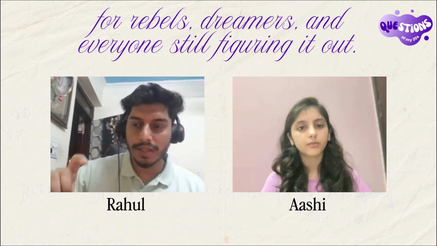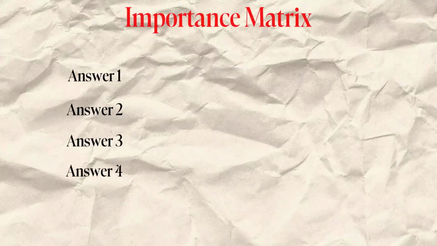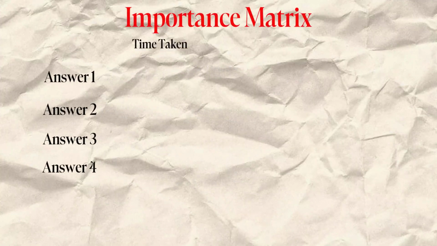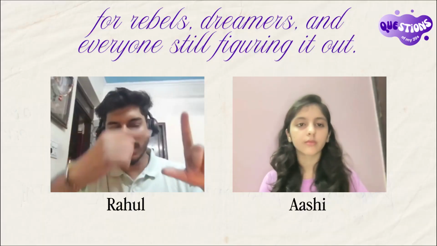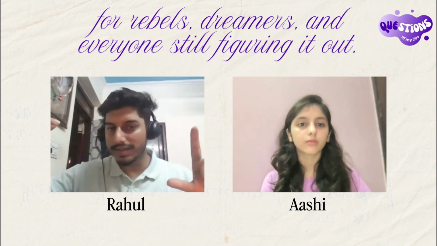So criteria could be the importance metrics. These criteria could be the time taken. These criteria could be the cost that these are going to take. These criteria could be the resources that it requires. And you can use these criteria as a checkbox. You can imagine a checkbox. So these are the alternatives listed and these are the criteria listed.